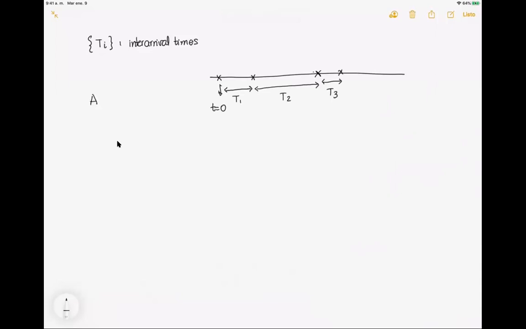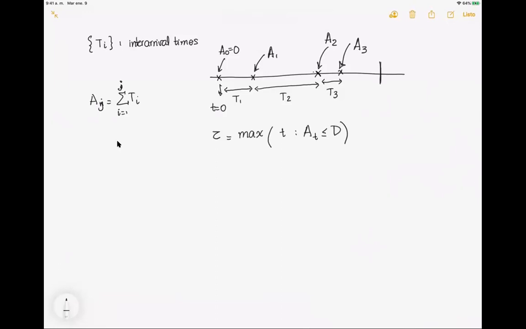So the arrival time of train j is the sum from i equals 1 up to j of Ti. So this is the arrival time of train 3. This is the arrival time of the second train. This is the arrival time of the first one. And we just define A0 as being the initial time 0. So tau is defined as the first time, the maximum t, such that A of t is less or equal to b.